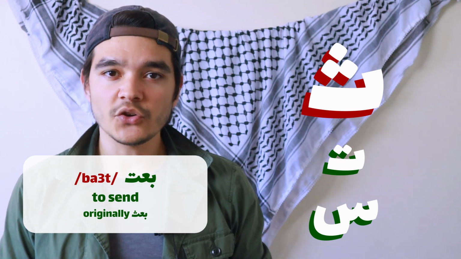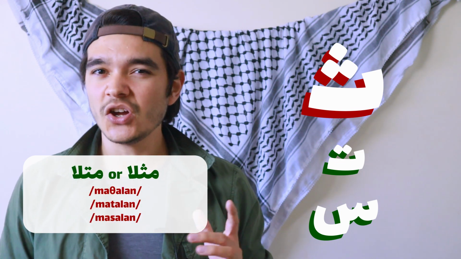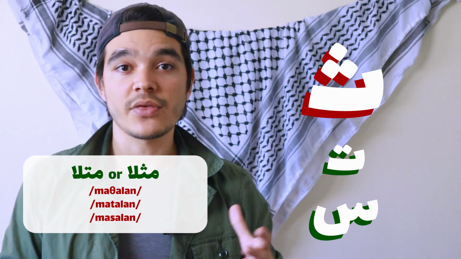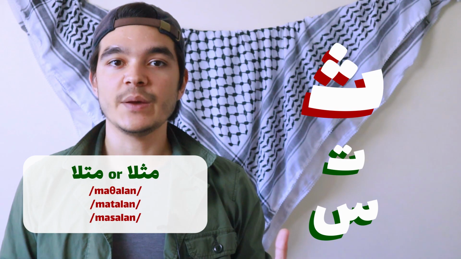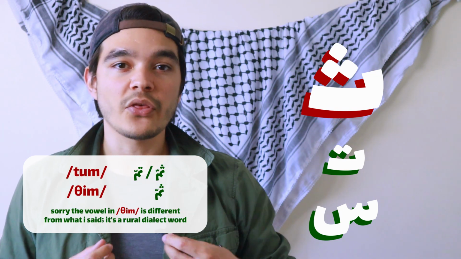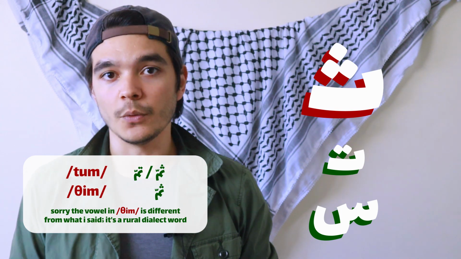Anyway, while this letter can also be pronounced sa, this is not universal and doesn't work for every word. And you also can't replace the letter tha with the letter sin. For example, you can say mathalan, matalan, or masalan. But the word thum is either thum or tum, not sum.